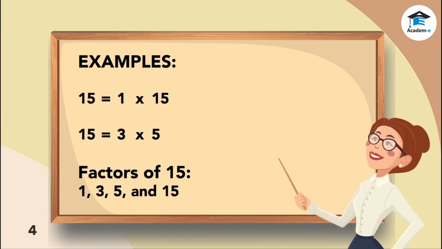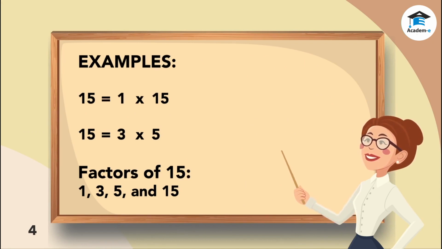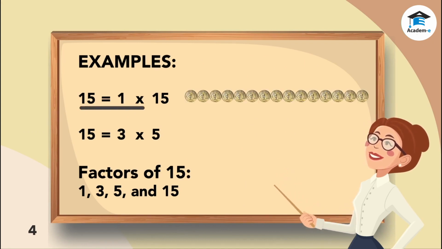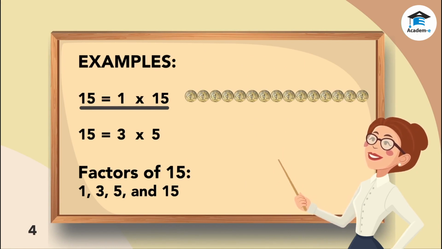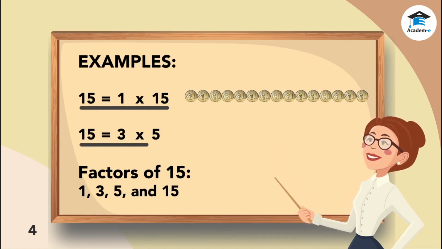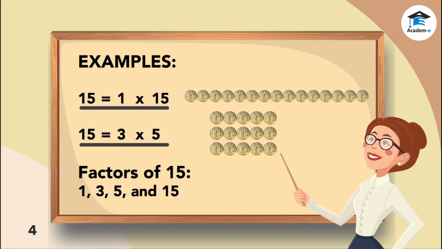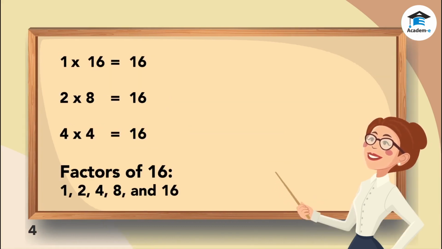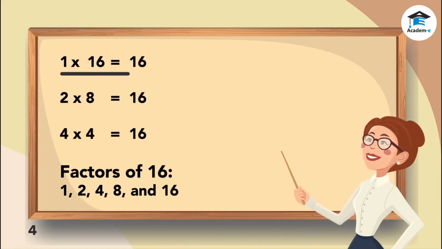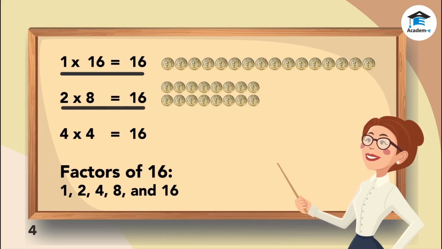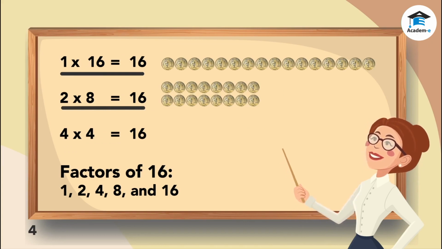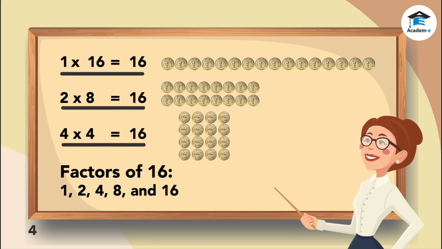Here are 2 more examples of numbers with several factors. 15 equals 1 times 15. Another multiplication that results to 15 is 3 times 5. 1 times 16 equals 16. 2 times 8 equals 16. 4 times 4 equals 16.